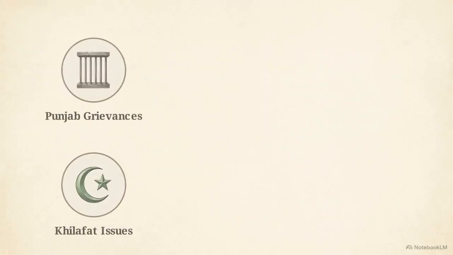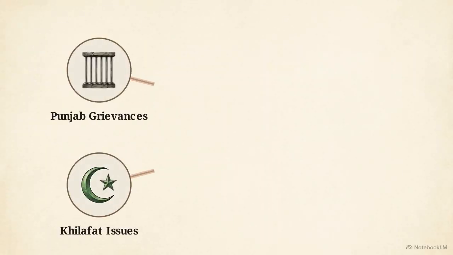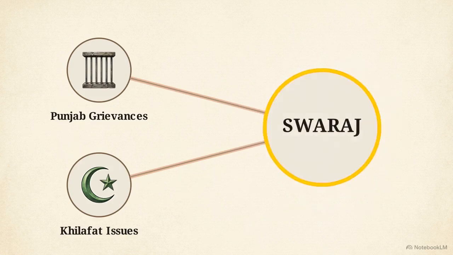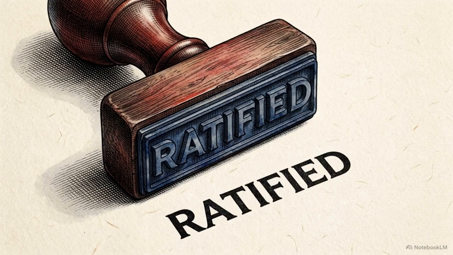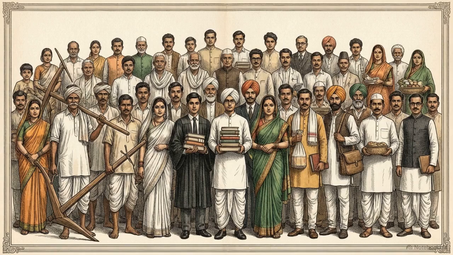The immediate goals were clear: force the British to correct specific grievances in Punjab and the Middle East, and ultimately attain Swaraj, complete self-government. The Nagpur session of 1920 codified this shift, signaling a move from elite debate toward an organized campaign that would eventually pull in every layer of Indian society.